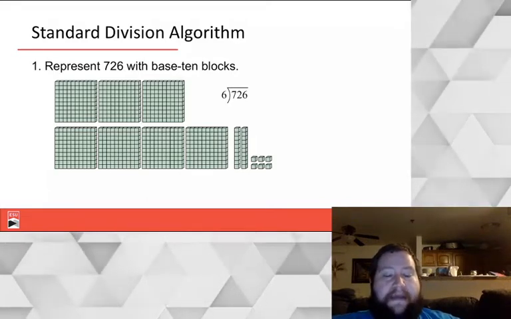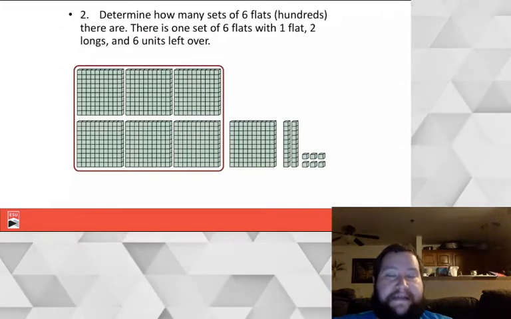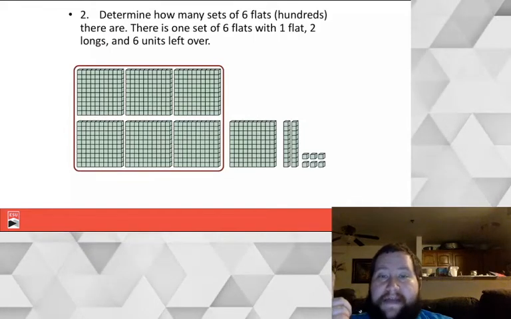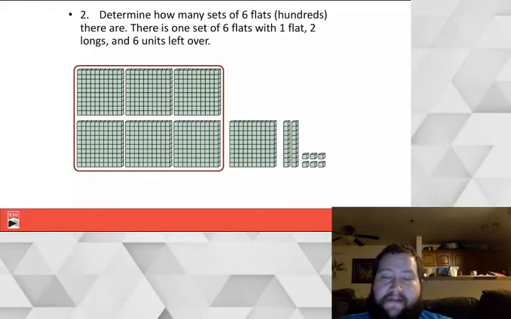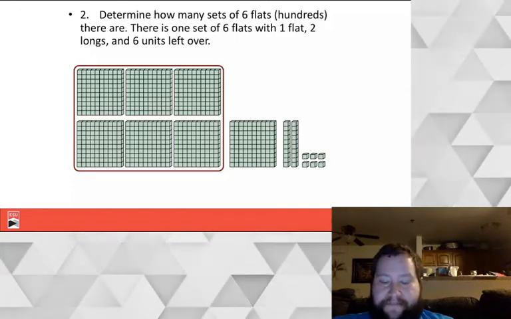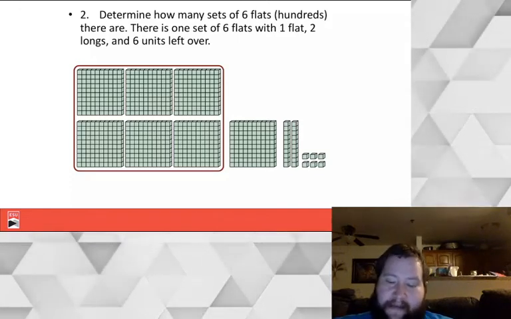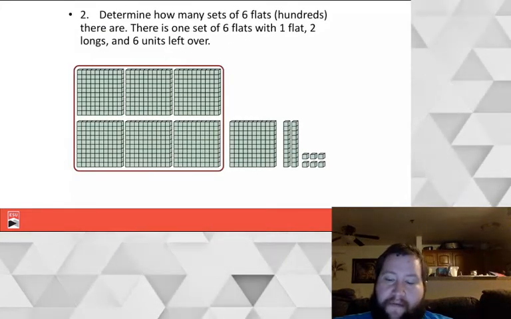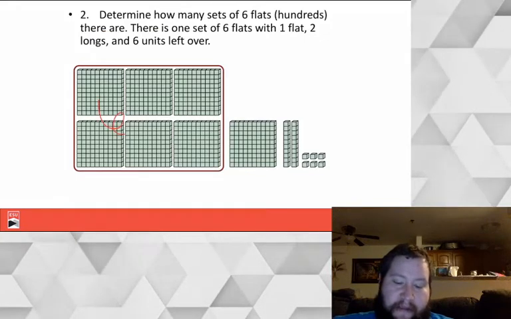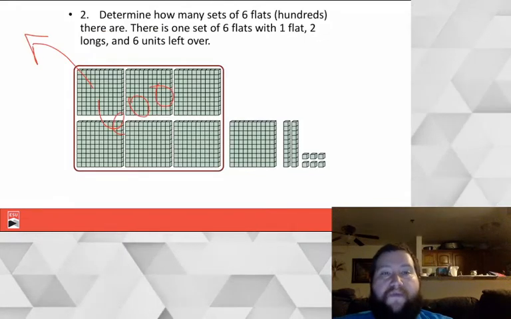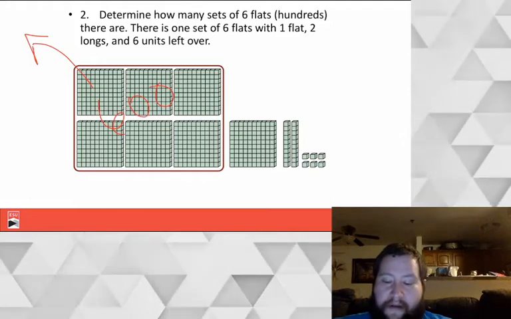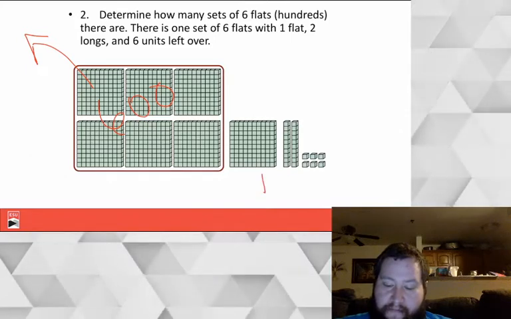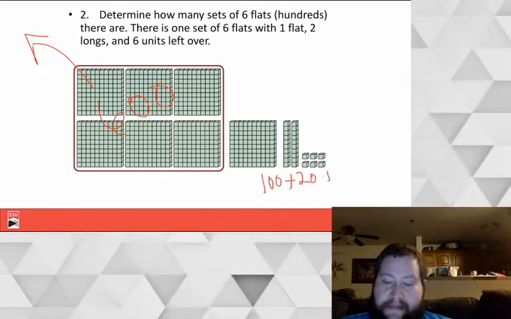Well, you can start by seeing how many groups of 6 you can take out of the hundreds. You can take one set of 6 flats out of our number, 726. We can take one set of 6 out, so this is 600. That we can take out, and then we're left with 126. 100 plus 20 plus 6.